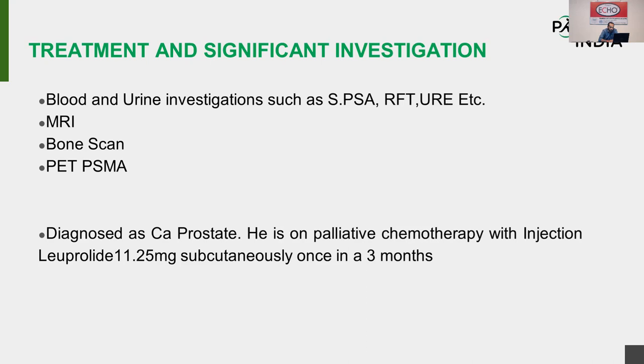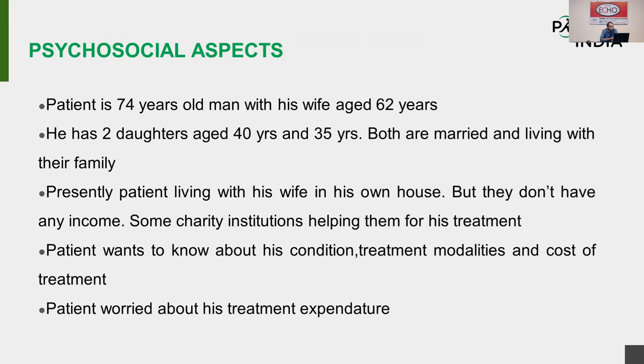Psychosocial aspects: the patient is a 74-year-old man with his wife aged 62 years. He has two daughters aged 40 years and 35 years. Both are married and living with their families. Presently, the patient lives with his wife in his own house, but they don't have any income. Some charity institutions are helping them with his treatment. The patient wants to know about his condition, treatment modalities, and cost of treatment. The patient is worried about his treatment expenditure.